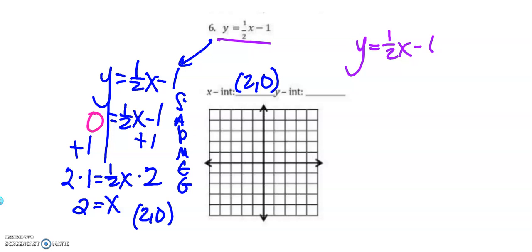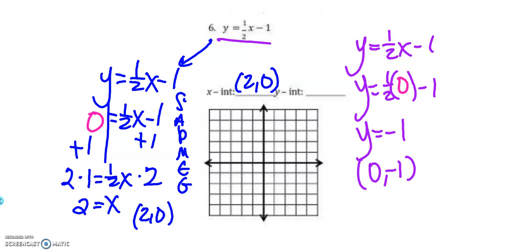Now let's find our y-intercept. Everywhere that we see x, instead we're going to use 0. Any number times 0 is 0, and I'm left with y is equal to -1. So I have 0, -1 as my y-intercept. I plot my points, 0 over 1 down. I draw my line, and I've graphed my linear equation.